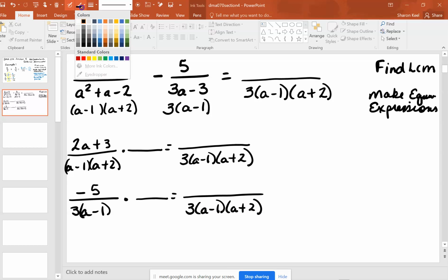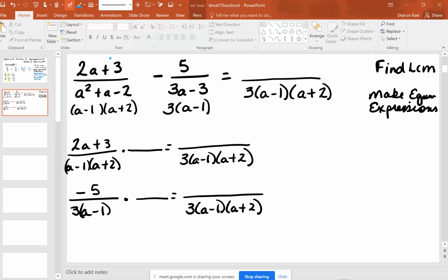Okay, so what we're going to do is find, I have the a minus 1 and I have the a plus 2. What I'm missing is the 3. So my one whole here is going to be 3. I have to distribute that 3 with both of these. So 3 times 2a is 6a. 3 times 3 is 9. So this is going to be my new numerator for the first one, 6a plus 9.